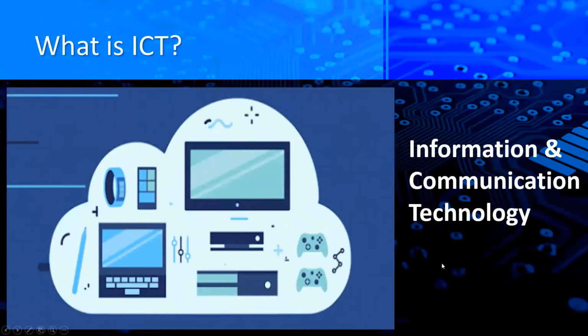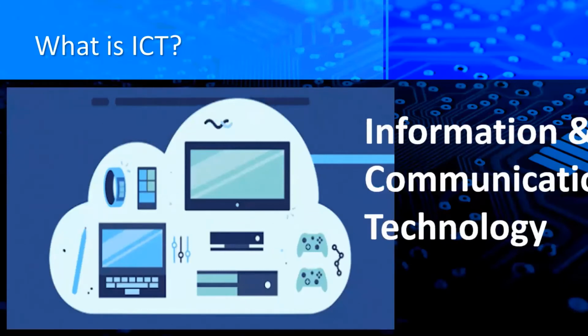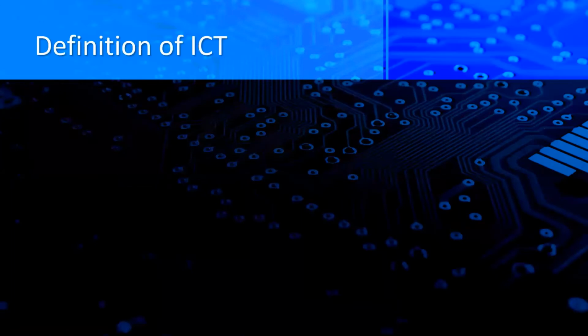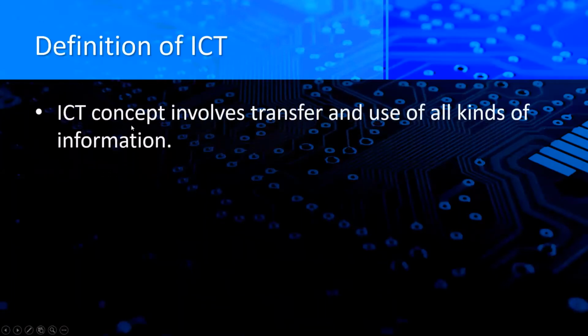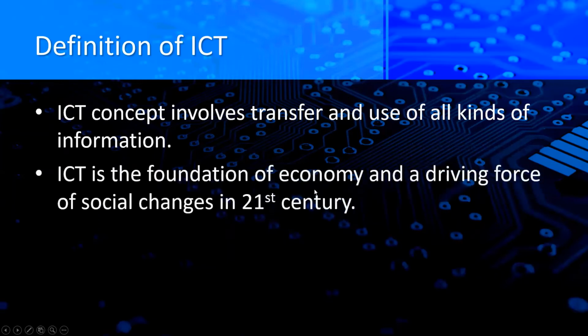So ICT, that is information and communication technology, what it means, again in the form of a definition we are going to check it. So what is the definition of ICT? ICT is the concept which involves communication. जहाँ पे भी आता है, always remember it is transfer and use of all kinds of information. ICT is the foundation of the economy and the driving force of social changes in the 21st century.